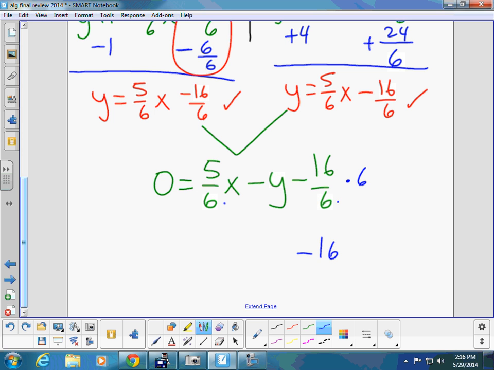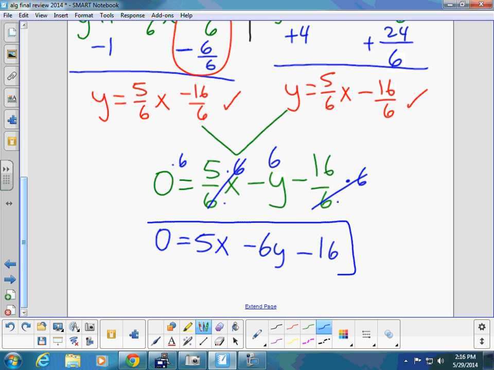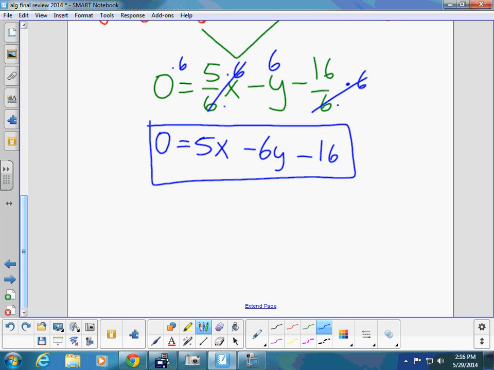That's going to give me negative 16. I'm going to multiply this by 6. That's going to give me negative 6y. And if I multiply this by 6, it gives me 5x. And of course, 0 times 6 is just 0. So this is standard form. You could also write it this way and have the 16 be on that side. So either answer here is correct.